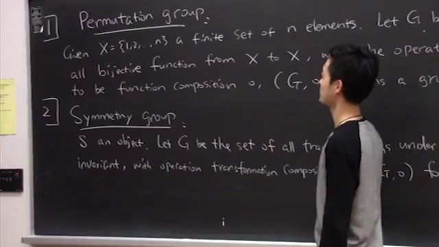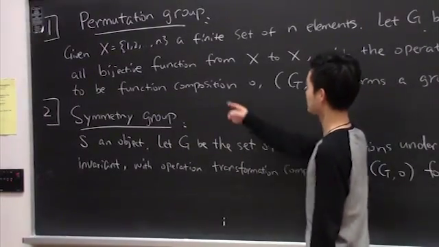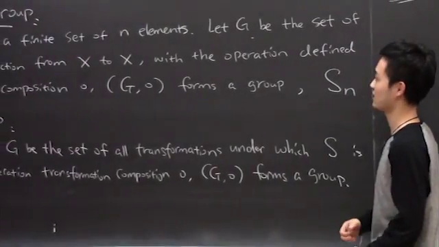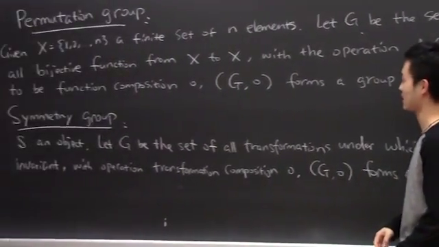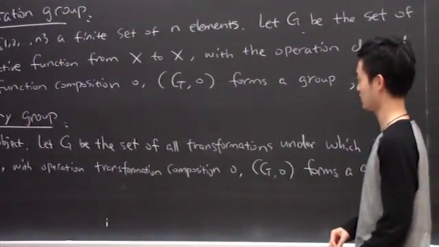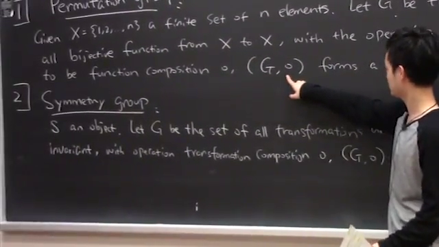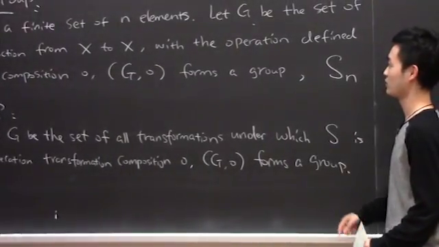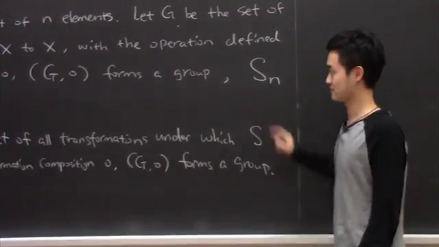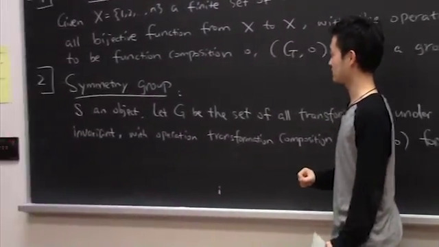The first one is the permutation group. Let X be a finite set of n elements, and let G be the set of all bijective functions from X to X, with the operation defined to be function composition. This pair, G with composition, forms a group, and we call this the permutation group of order n. We write it as Sn.